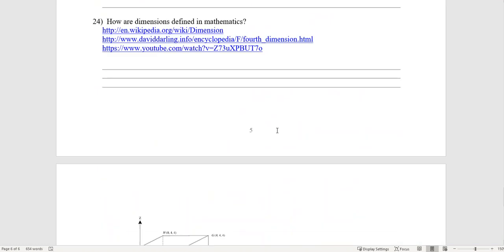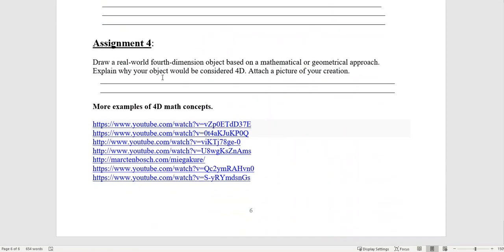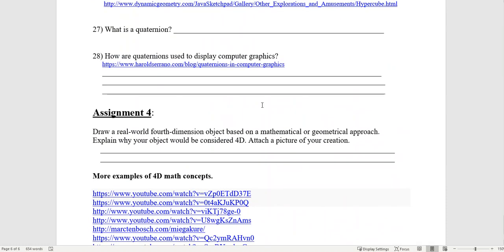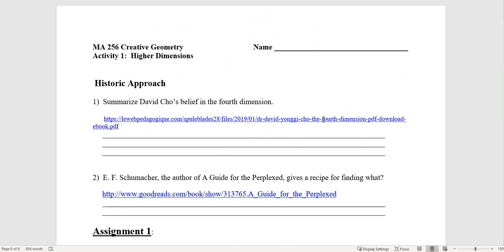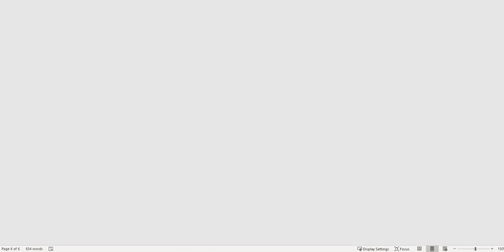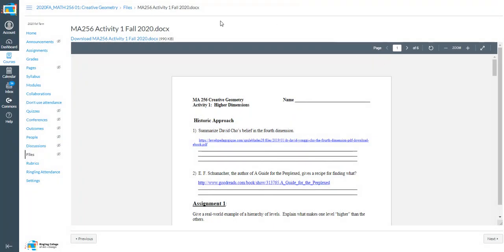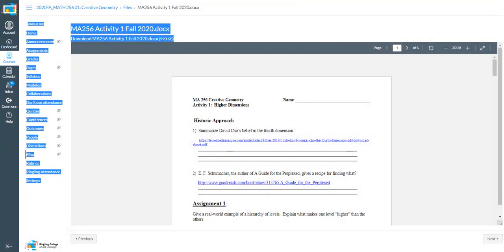So you go through, answer all the questions, and do the assignments. Each activity has 4 assignments in it, and then that leads you into the project. These take some time. We'll talk about them in class. In the video, I talk about them. And then we'll move on to the project. You've got to learn something first, basically.